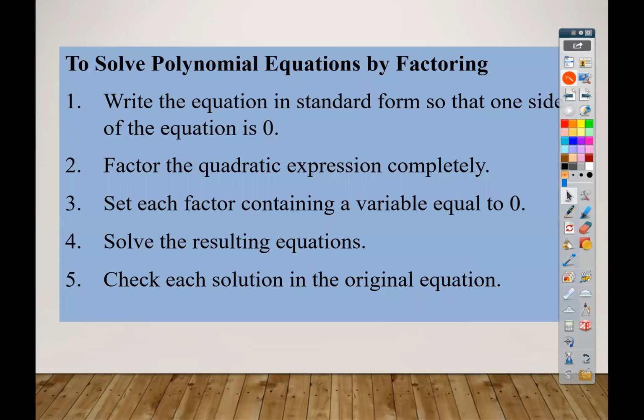So to solve polynomial equations by factoring, you factor it. Basically, you write the equation in standard form so that one side of the equation equals 0. Standard form is ax squared plus bx plus c equals 0. So you're going to write the terms in order from the highest exponent to the lowest. Then factor the quadratic equation completely. Set each of those factors equal to 0. Solve the equations and check them.